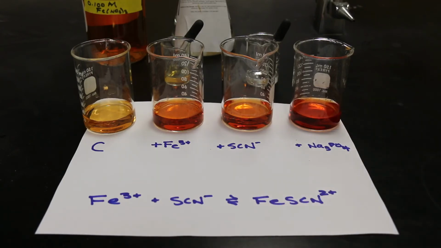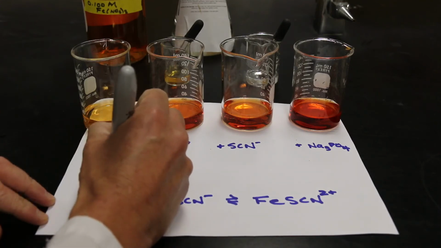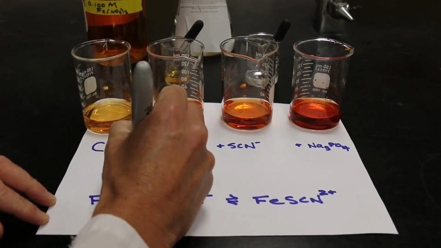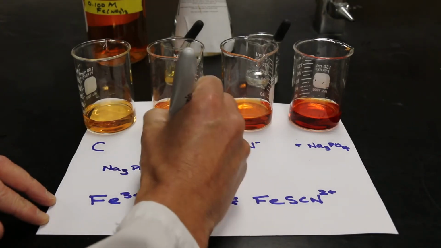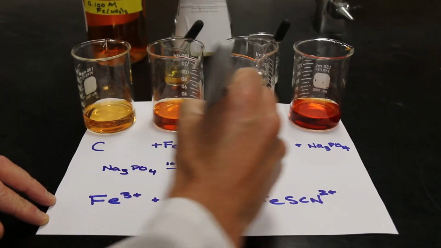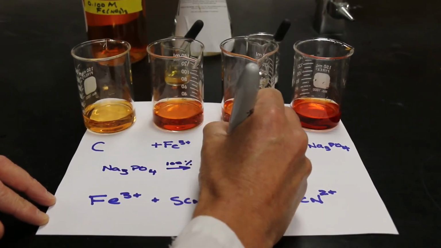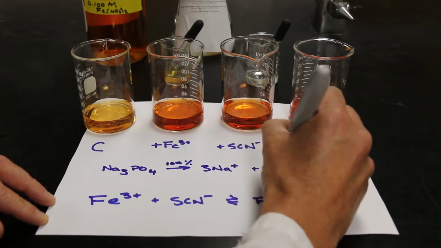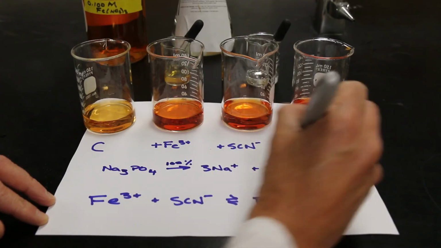Now I'm going to add sodium phosphate. Now, how does sodium phosphate come into it? It's not actually in this equilibrium, so you would think it shouldn't affect it. But here's what happens. Sodium phosphate, being a salt that's soluble, dissociates 100% to make phosphate ion.